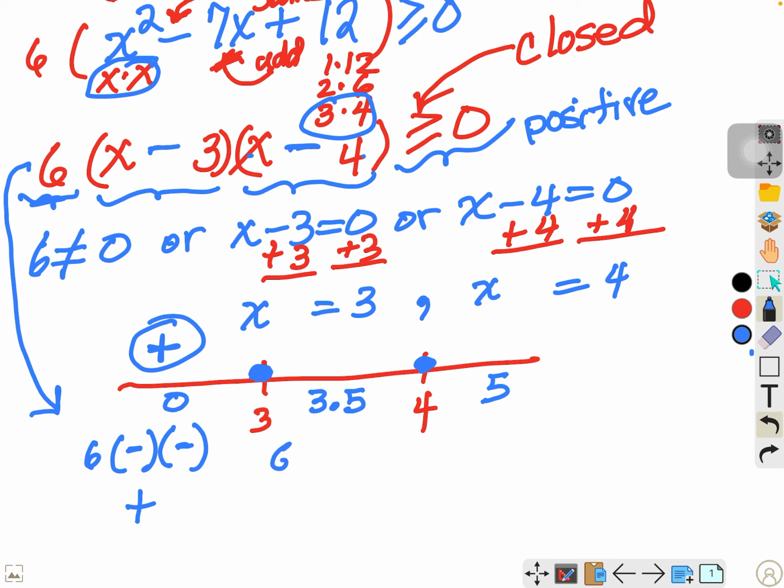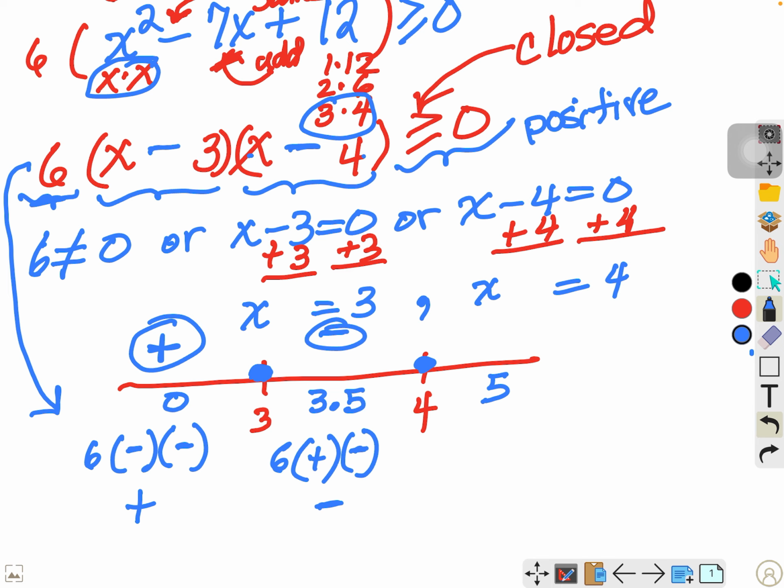3.5. So we have 6 times 3.5 minus 3. That's a positive result. 3.5 take away 4. That's a negative result. So overall, this middle region is negative. That is not what we're looking for. We're looking for greater than 0 or exactly equal to 0. And the endpoints cover the equal to 0.